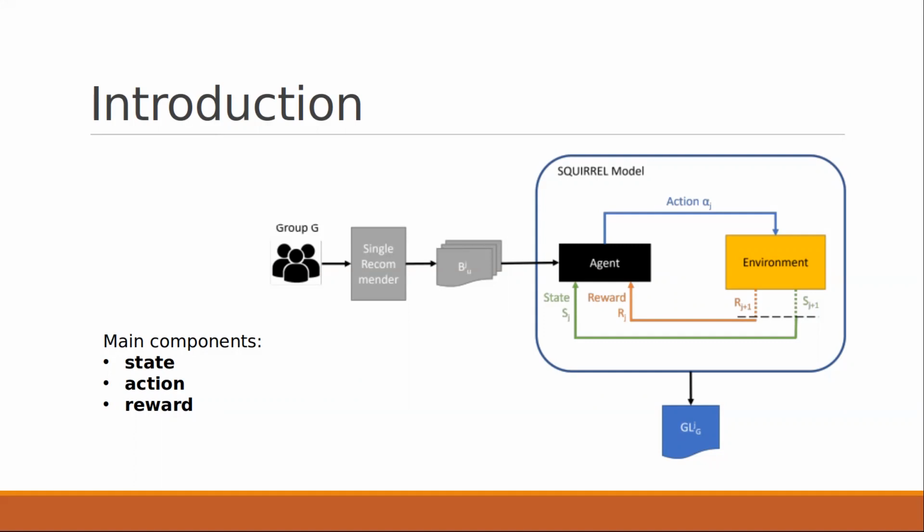SQUIRREL relies on reinforcement learning and consists of three main components: state, actions, and reward. The state describes the current status of the group, the actions are the different group recommendation methods that can be applied, and finally, the reward is the primary goal that the system wants to achieve, the group member satisfaction.